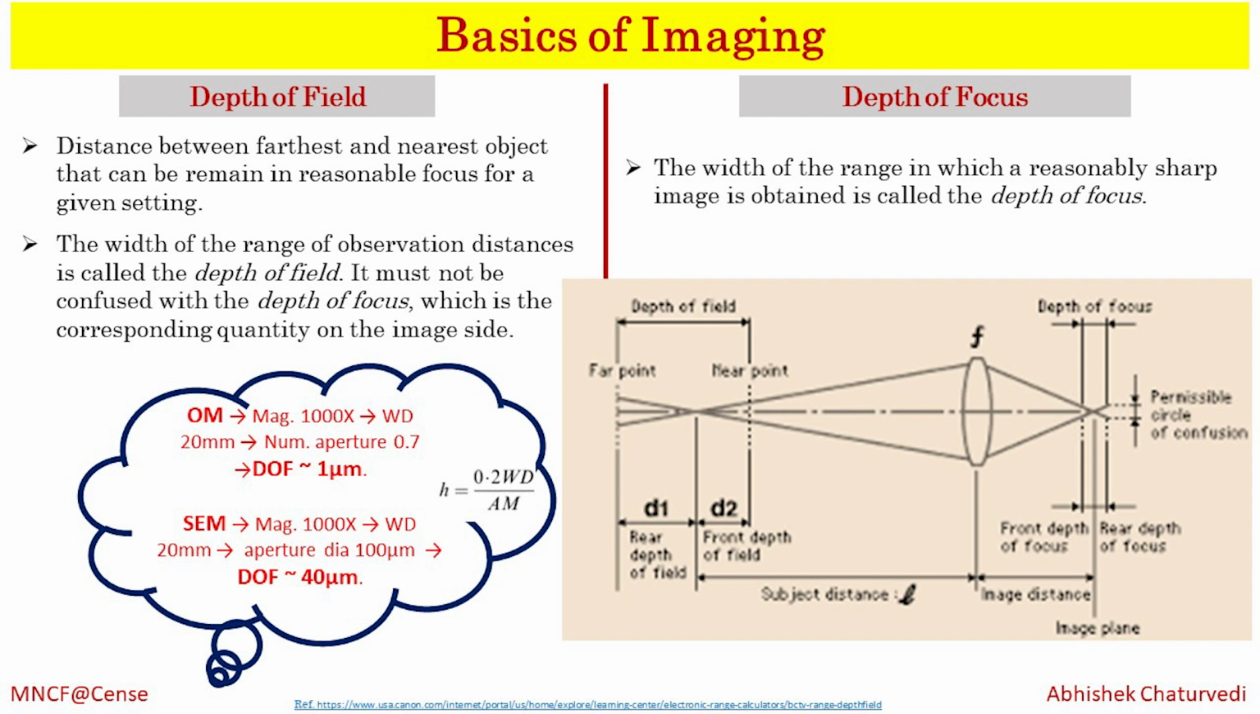Now just again to give you a feel of the numbers, this is a formula which we have derived using some basic trigonometry, right? For an optical microscope at 1000x magnification, the depth of field is 1 micron. That means if there are two particles adjacent to each other and the difference is more than 1 micron, you won't be able to focus simultaneously. Whereas at the same 1000x magnification, the depth of field for SEM will become 40 micrometer.